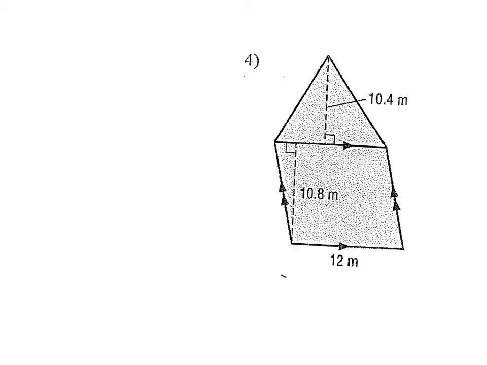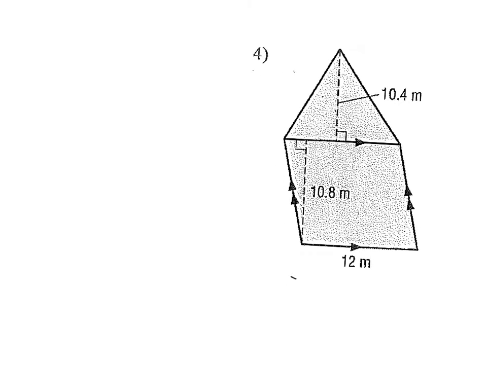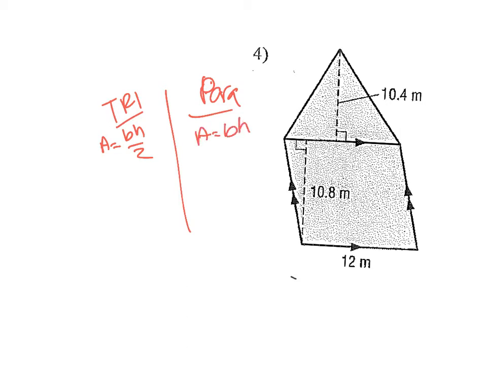Okay, so what two shapes do we have on number 4? You have a triangle, and then you have a parallelogram. Okay, so we got triangle and the parallelogram. So for the triangle, area is base times height divided by 2. Parallelogram is just base times height.